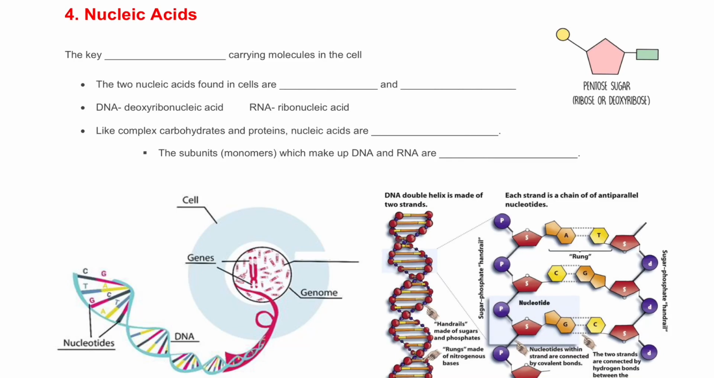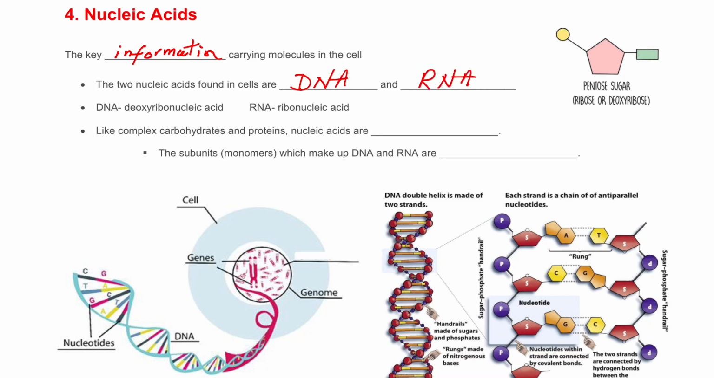All right, anatomy kids. The last biomolecule here is nucleic acids. And you all remember these from biology, I'm sure. These guys are the key information-carrying molecules in the cell. Right? They carry the information in the nucleus. The two nucleic acids found in cells are DNA and RNA. Of course, you remember DNA.